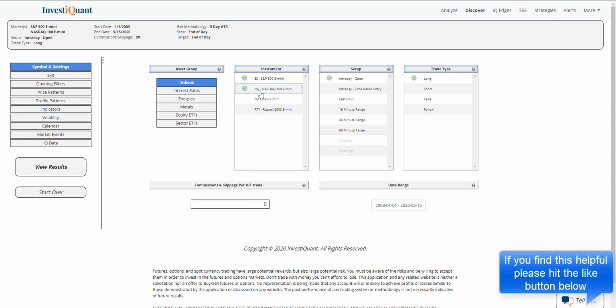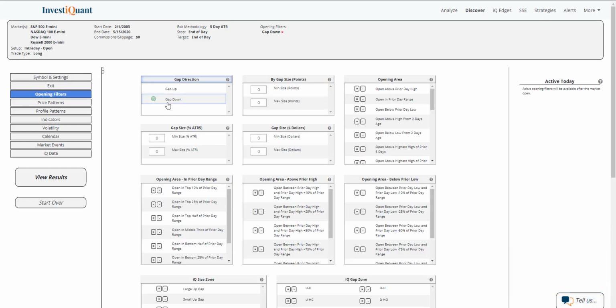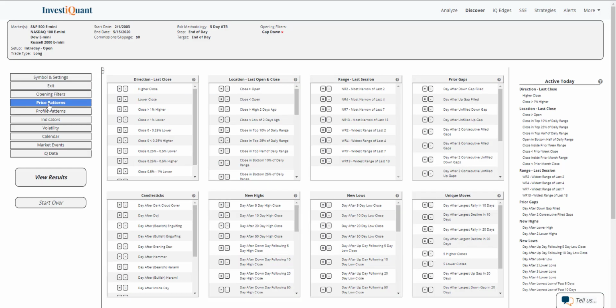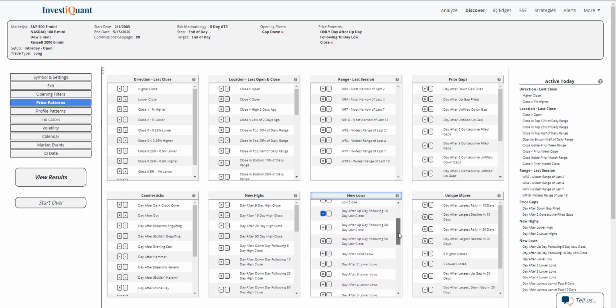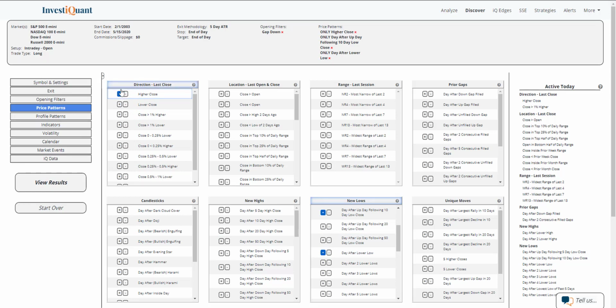So let me set this up. We'll look at it in all four instruments this morning. This is set up as a long at the open, 9:30 a.m. Eastern Time, exiting at the close of regular trading hours. The opening filter we're using is gap down. The price pattern is what I just described to you, which is an up day following a 10-day low close. It has a lower low and a higher close. And I'm not going to put above or below the 200-day moving average because it really doesn't matter on this pattern. I looked at both ways before I showed this to you. And then I'm going to hit view results. Go ahead and put those comments in there. I really want to see what you think.